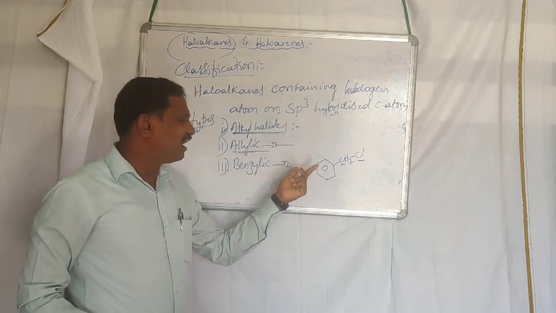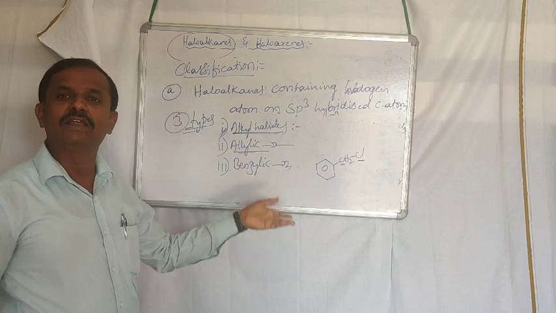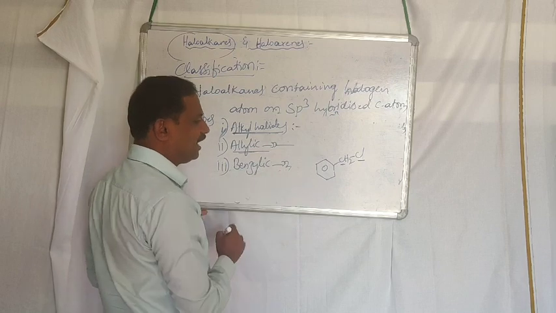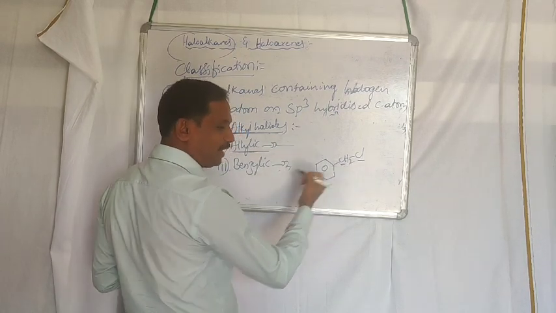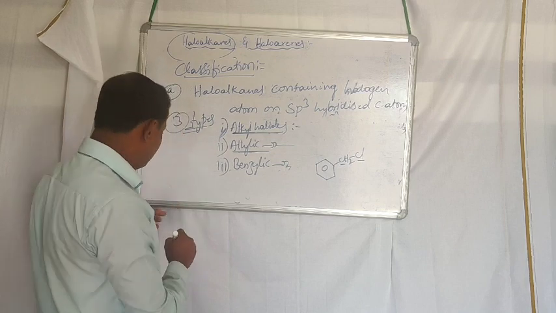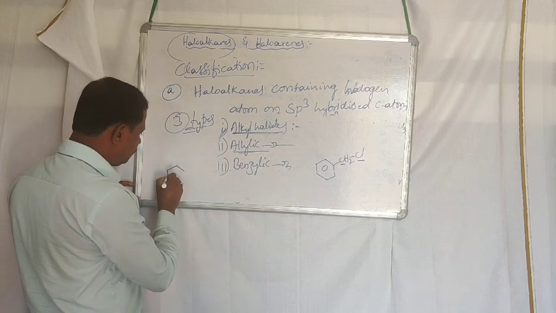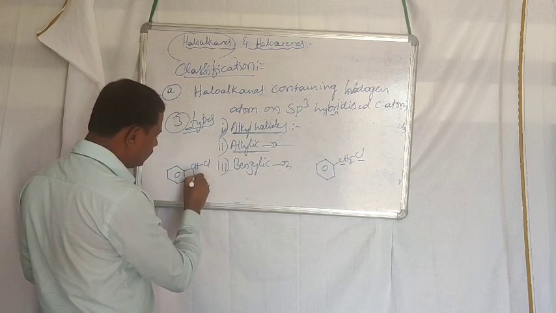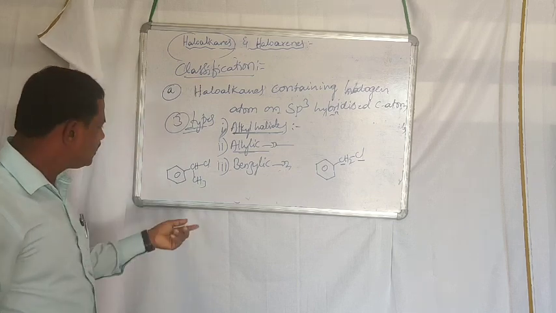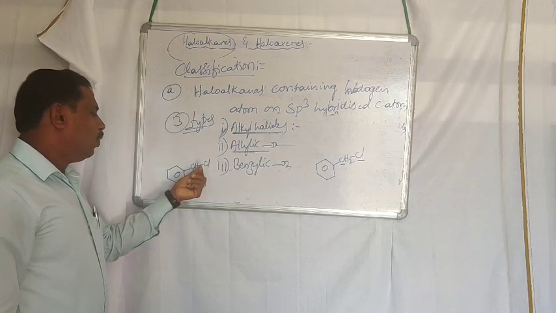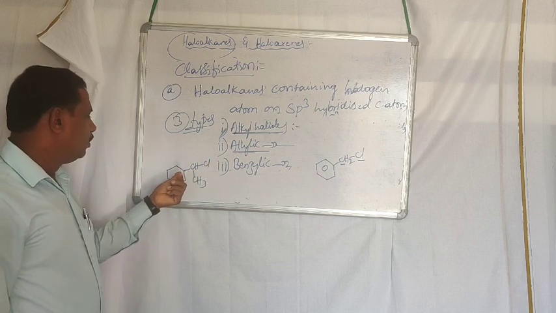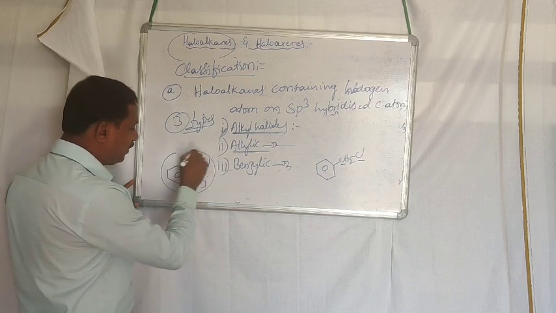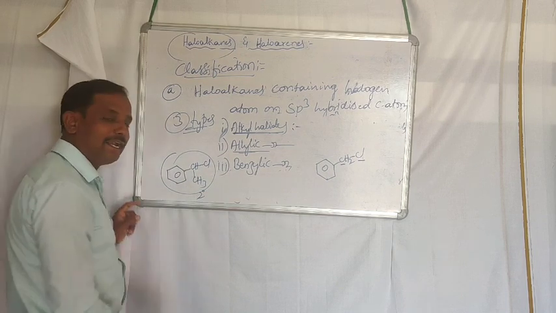Again, these benzylic halides are further classified into primary, secondary and tertiary benzylic halides. This is the primary benzylic halide because the halogen atom is attached to a primary carbon atom. Secondary example, you take CHCl, CH3. That is 1 chloro 1 phenyl ethane, an example of a 2-degree benzylic halide.